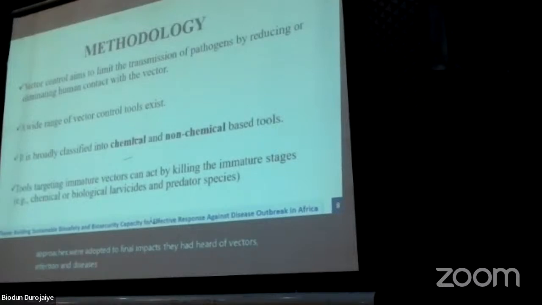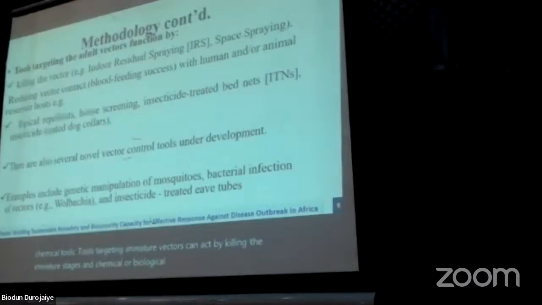Methodology used. Vector control aims to limit the transmission of pathogens by reducing or eliminating human contact with the vector. A wide range of vector control tools exist. They are broadly classified into chemical and non-chemical tools. Tools targeting immature vectors can act by killing the immature stages, using chemical or biological larvicides and predator species.